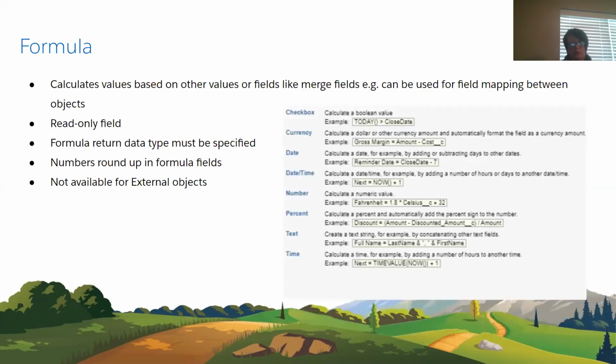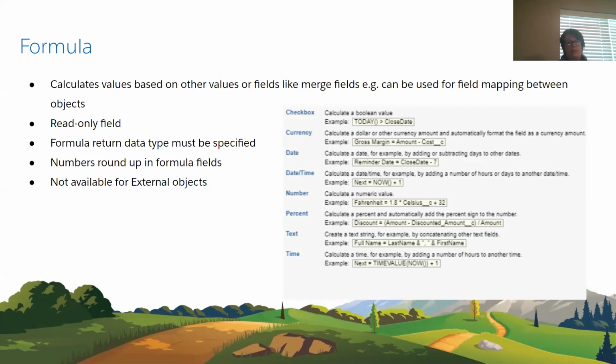All right, so formula fields. A formula field calculates your values based on other values or fields like merge fields. So for example, it can be used for field mapping between objects. And we did this as part of an implementation we're working on at my company right now, where we mapped a case field to an account field via a really easy formula. It is, again, a read-only field.